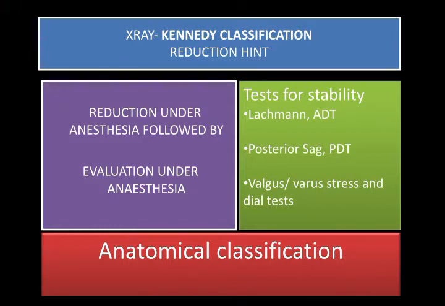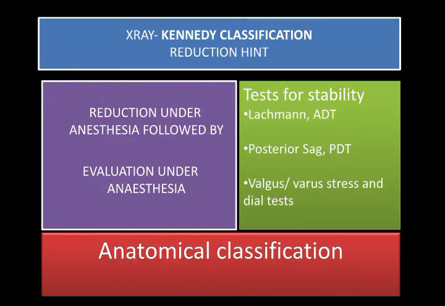Once we get a case of knee dislocation, an X-ray should be done, and according to the X-ray, the Kennedy anatomical classification should be done. It gives some reduction hint, and reduction should preferentially be done in the OR, and under anesthesia the evaluation should be done. The tests that should be done are the Lachman test and anterior drawer test for the anterior cruciate ligament, posterior sag and posterior drawer test for the posterior cruciate ligament, valgus and varus stress tests, and the dial test for medial and lateral structures.